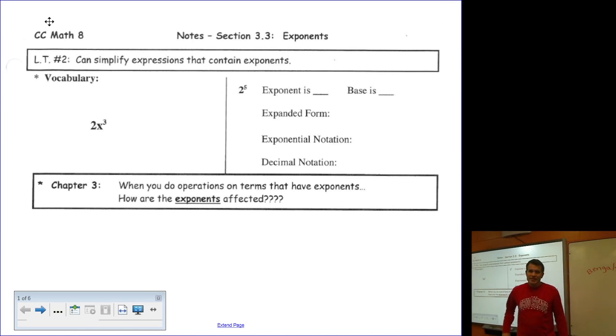All right, guys, so we are starting Chapter 3, Section 3. Pretty much the rest of this chapter involves handling exponents and how exponents are affected when you do operations on an expression. We are going to start with a quick little vocabulary review.